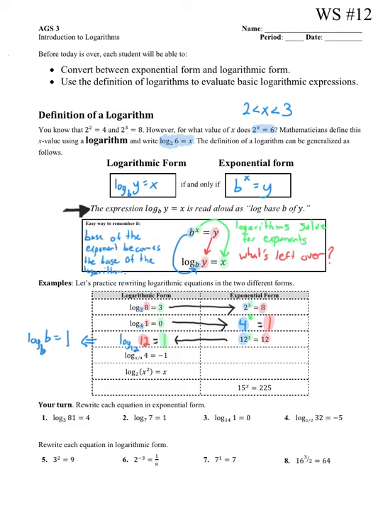All right. Let's take a look at another example here. We're going to go from logarithmic form to exponential form. The base was 1/4. So we'll say 1/4. And then the exponent is -1. And that equals 4.